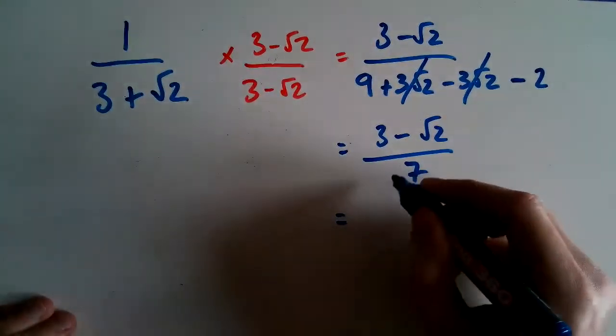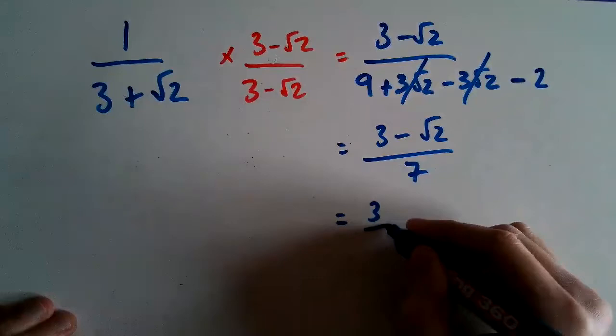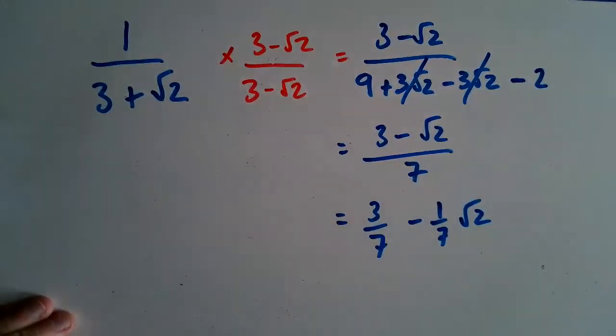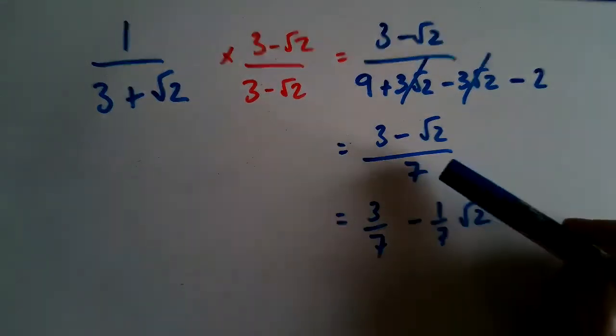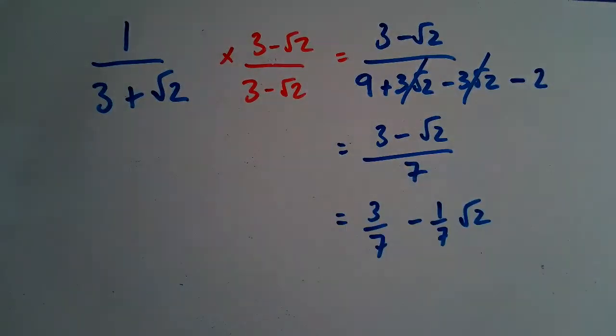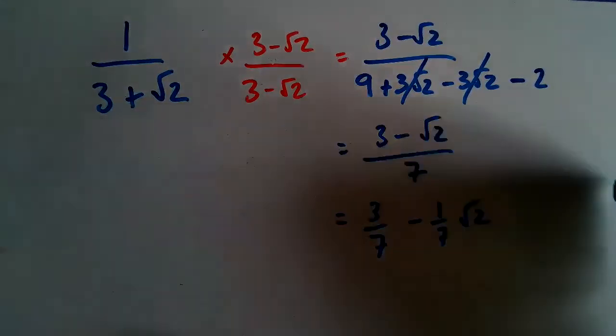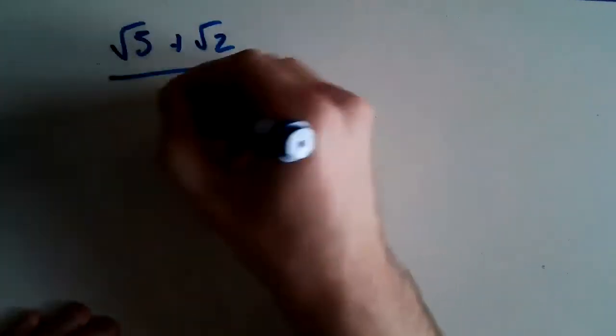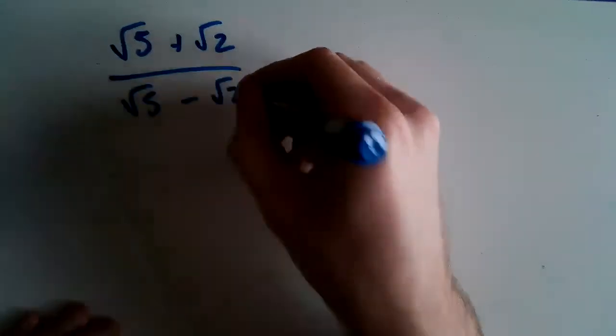Or if I want to write it as 2 separate bits, I could have 3 over 7, take away 1 over 7 root 2. Now, much nicer, I've got a whole number on the bottom, 7. Let's look at what we have when we have something like root 5 plus root 2 over root 5 minus root 2.